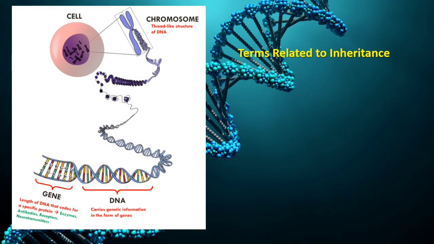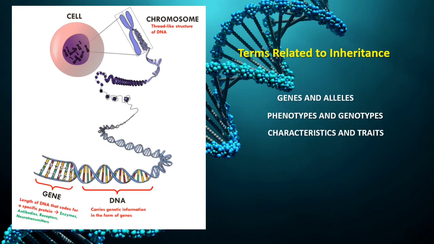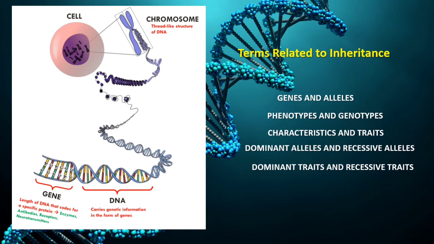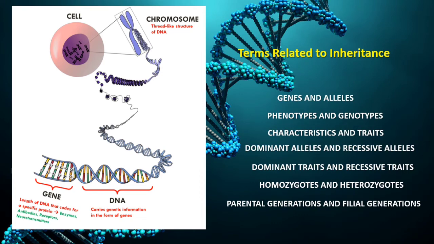So in this subtopic we have to learn about the terms related to inheritance. There are a few important genetic terms that we have to understand before continuing to learn about inheritance. The terms related to inheritance are genes and alleles, phenotype and genotype, characteristic and traits, dominant allele and recessive allele, dominant trait and recessive trait, homozygote and heterozygote, parental generation and filial generation, and purebreeds and hybrid. So let's get to the picture.